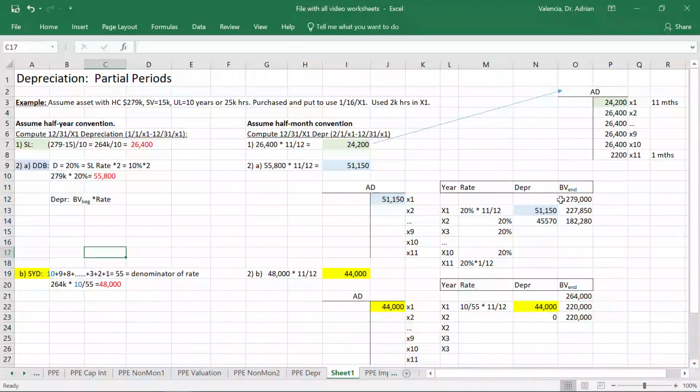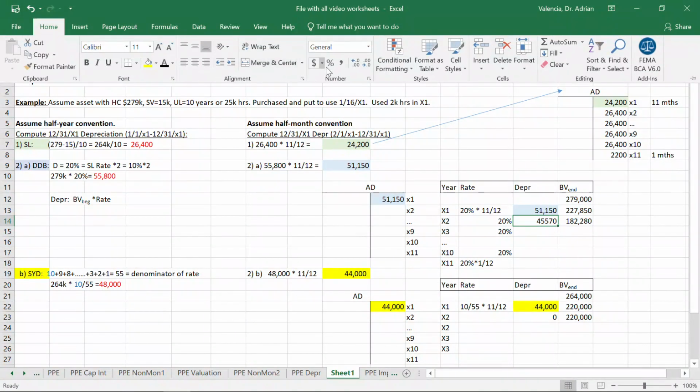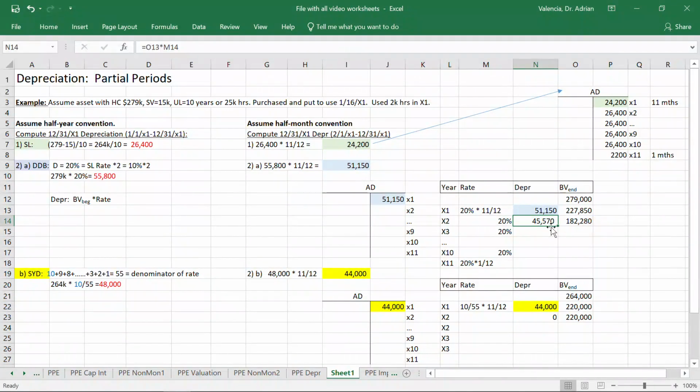When I did 20%, I did the book value at the beginning of X1. Technically, this is the book value at the end of the previous period, which becomes the beginning value of the next period, right? So it's 279 times 20% times 11 over 12, which gave me this amount. Now, for the second period, be careful. Now, this is your ending book value, which becomes your beginning book value for X2. So you're going to multiply the book value at the end of the previous period times 20%, and that gives you 45,570. And you continue doing that. You continue doing that, so let me just copy it down. And you go all the way to 11 months, but I don't want to go there yet, okay?